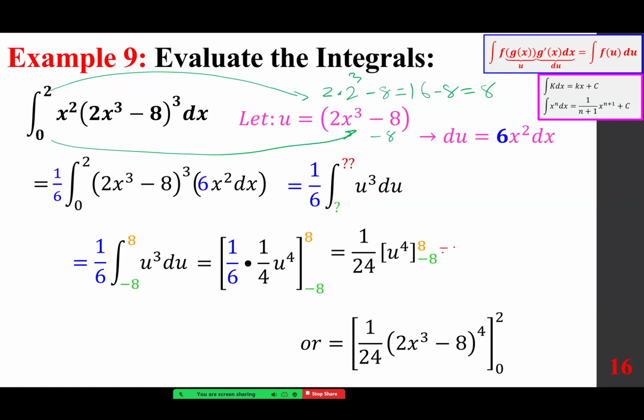when I plug in, I'm going to write 1/24 brackets 8 to the power of 4 minus negative 8 to the power of 4. Because the exponent is an even number, of course, this is 8 to the power of 4. This is also the same as 8 to the power of 4. Minus 8 to the power of 4 or 8 to the power of 4 are the same. And the result is 0. You don't even have to know what 8 to the power of 4 is because it's the same as 8 to the power of 4. They cancel each other. You get 0 times 1/24, or simply 0.